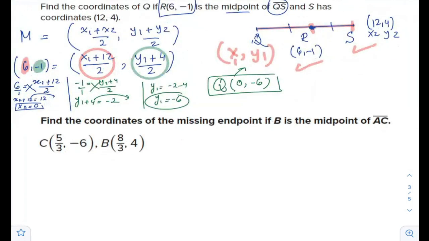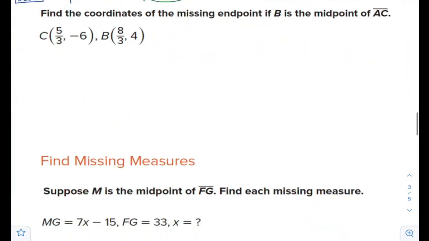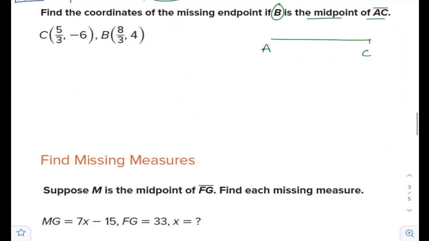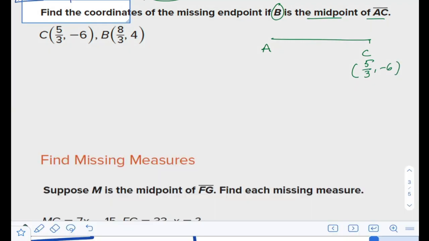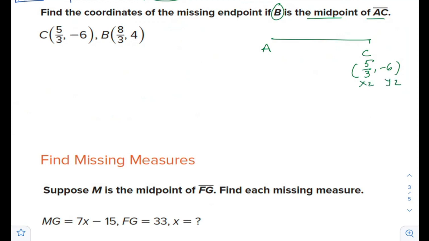Now let's solve another exercise with fractions that you don't like. Find the coordinates of the missing endpoint if B is the midpoint of AC. So step 1, sketch. This is A, this is C. What is known? C is known. This is the other endpoint, so it is x2, y2. What is known also? B is known because B is the midpoint and it is known to be 8/3 and 4. The missing now is A. So it is x1, y1. Sometimes that one is missing.